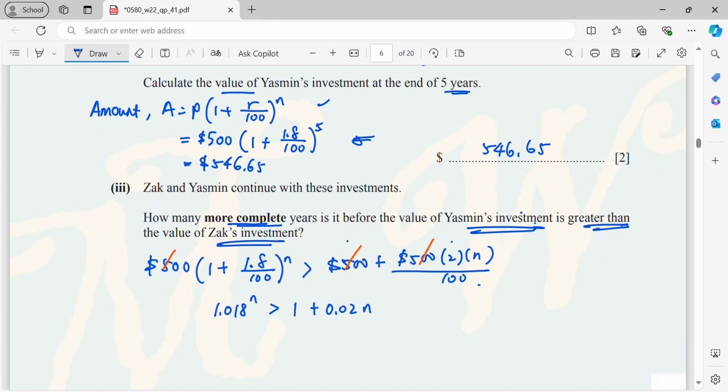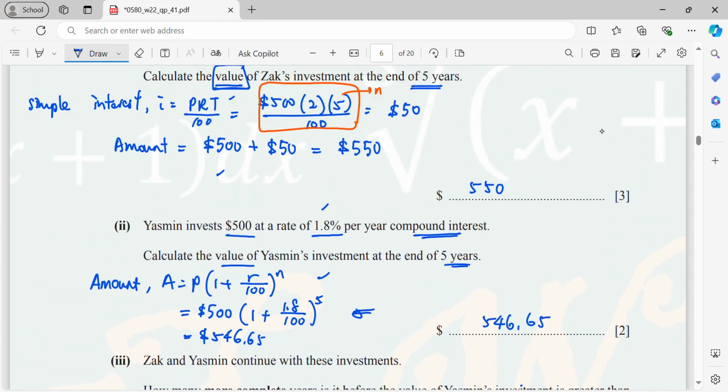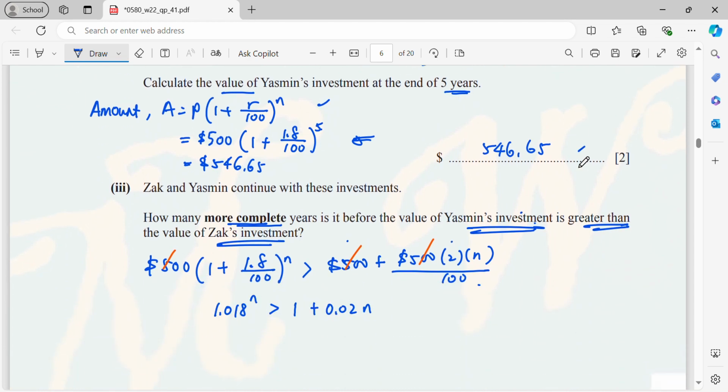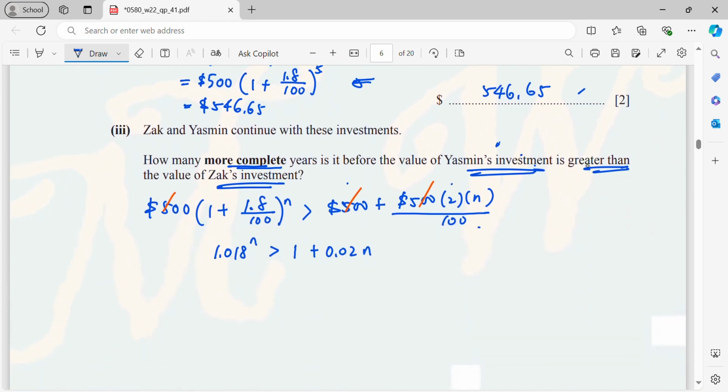Okay, so just now we know that at the end of 5 years, Zach's investment is 550 and Yasmin's investment is 546.65. That means Yasmin's investment is less than Zach's at the end of 5 years. So now you need to find when Yasmin's investment is greater than Zach's. So I will have to calculate the n which is greater than 5. Probably I'll start with 7.